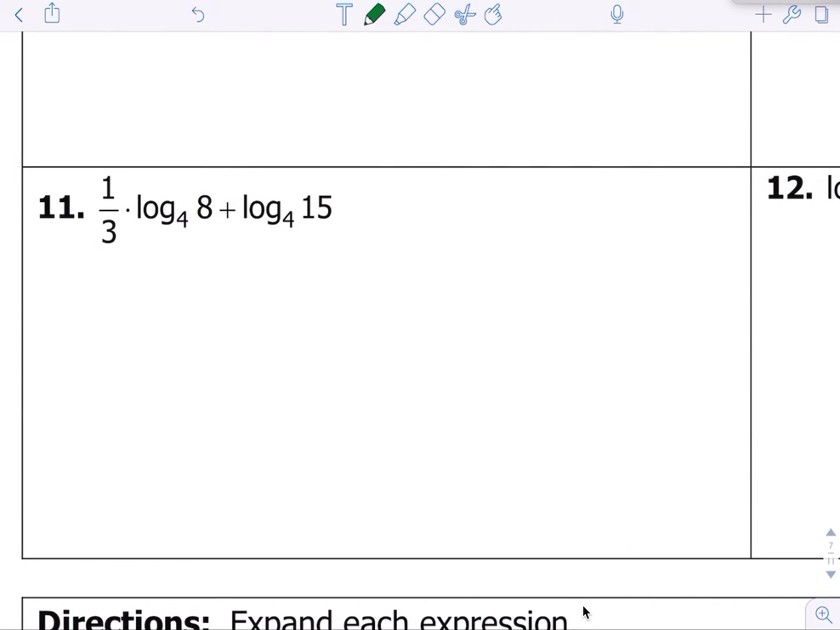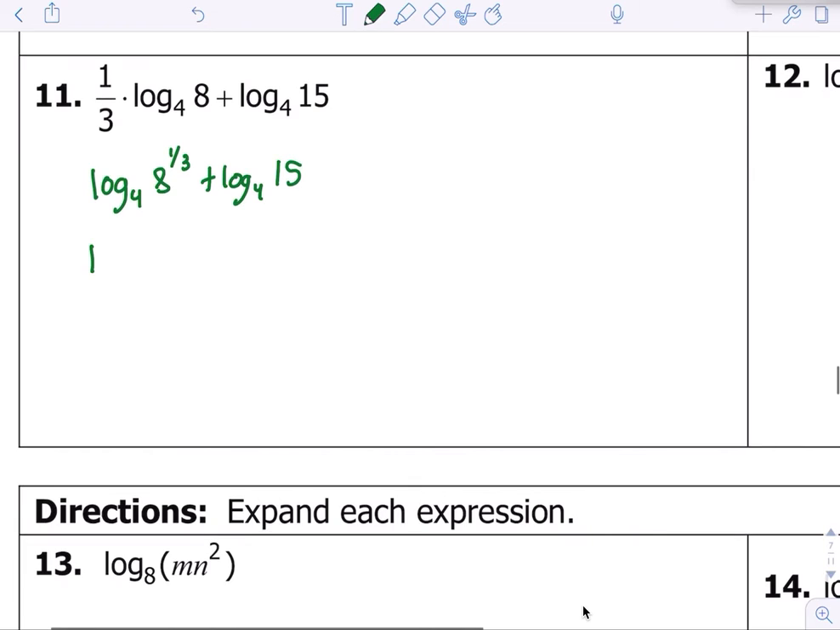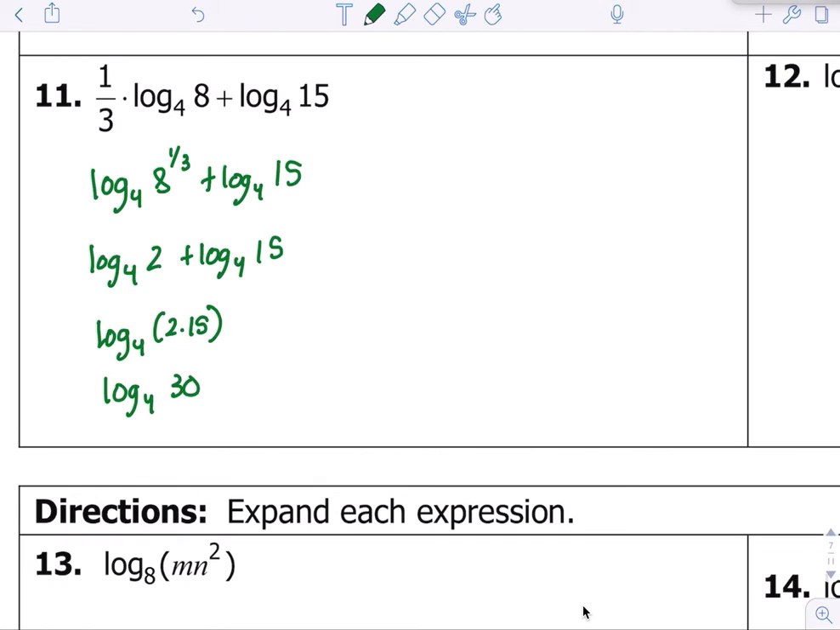Okay, this one. So remember we want logs to be in the front, so we're going to make this a power. Log base 4 of 8 to the 1/3 power plus log base 4 of 15. Now remember 1/3, you guys, is a cube root. So the cube root of 8 is 2: log base 4 of 2 plus log base 4 of 15. Log, positive sign, so that means product rule. So log base 4 of 2 times 15, log base 4 of 30.